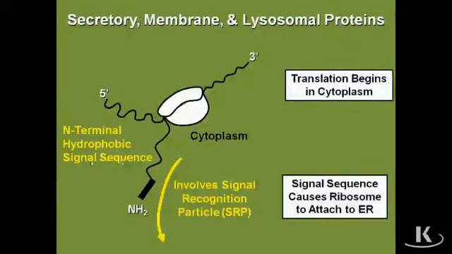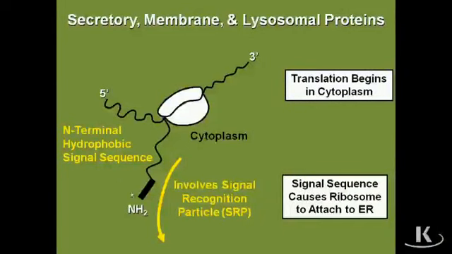N-terminal hydrophobic signal sequence. At the 5' end of every single protein that's destined to be modified in the endoplasmic reticulum, there's a hydrophobic sequence of amino acids. Now, remember that there's certain amino acids that are hydrophilic, hydrophobic. The hydrophobic ones were like proline, alanine, valine, leucine, isoleucine, glycine, tryptophan, tyrosine, phenylalanine.